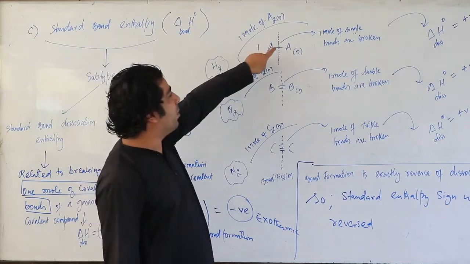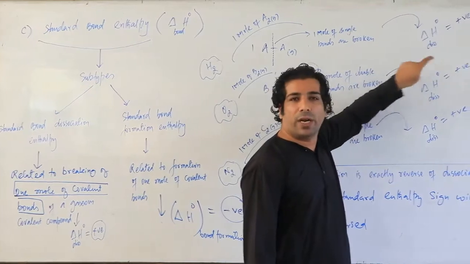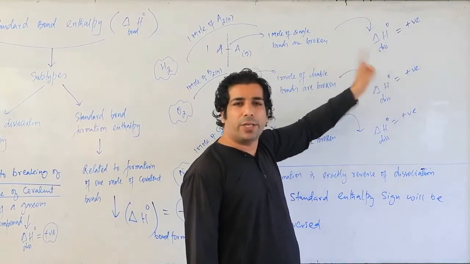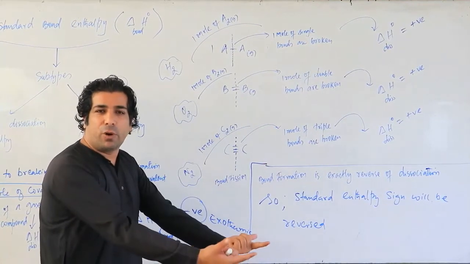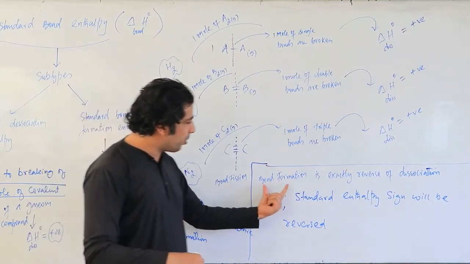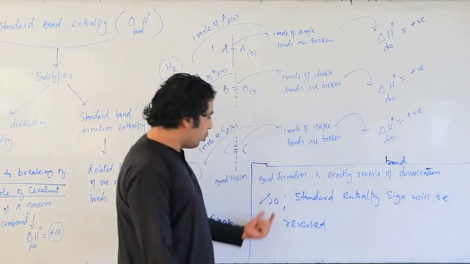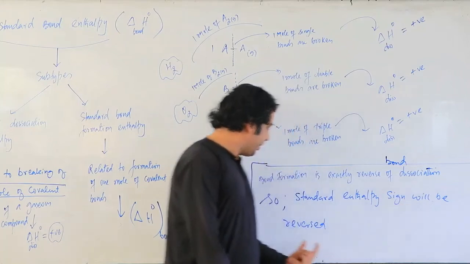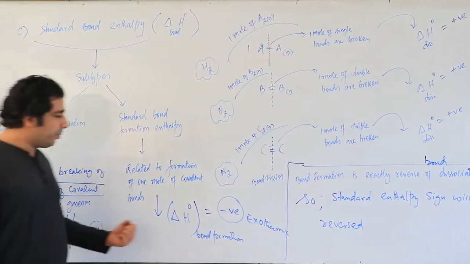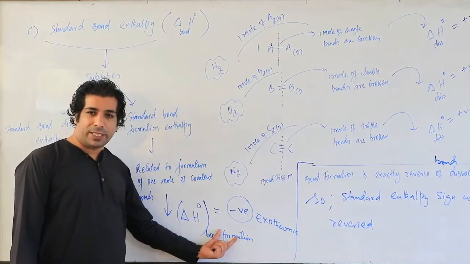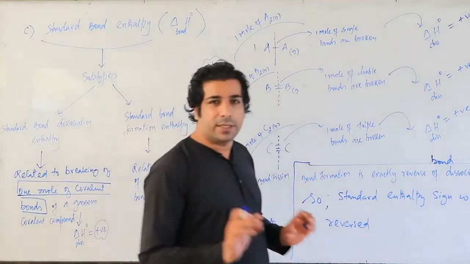In all these cases, when you are breaking 1 mole of single bond, 1 mole of double bond, 1 mole of triple bond, energy was required. So positive, endo. And you know that you are breaking the bonds. And what is the opposite of breaking of bonds? Formation of bonds. That's why I told you bond formation is exactly reverse of dissociation. Which dissociation? Bond dissociation. So standard enthalpy sign will be reversed. What is the enthalpy sign for the bond dissociation? Positive. And what will be the enthalpy sign for the bond formation? Yes or no? That is negative. So my dear friends, I hope you have understood this terminology here.